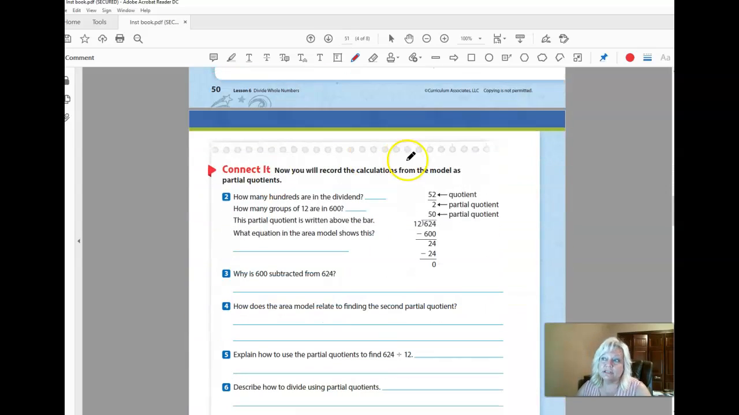The next page is doing the exact same thing, but we're not using those boxes. It's breaking up a number. It's doing a partial quotient. So remember, how many hundreds are in the dividend? There are 600. Let me get that.